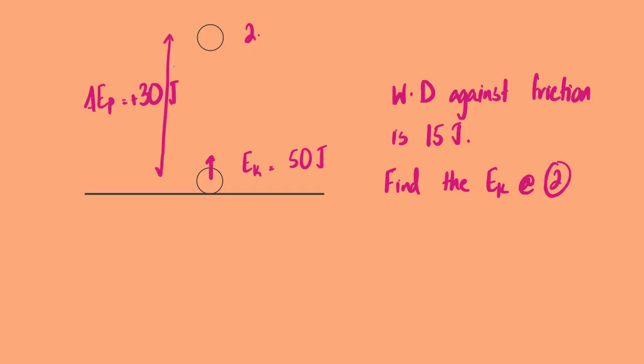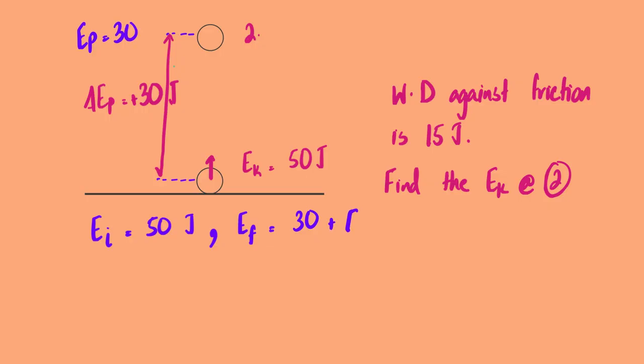A lot going on here. I can see that the initial energy is basically 50 joules, and finally the energy would be the 30 joules of potential energy, which has increased. If here it had no potential energy, then here I can say that the value of the potential energy is 30, and let's call the missing value of the kinetic energy E. I know that the loss in energy must be because of this.